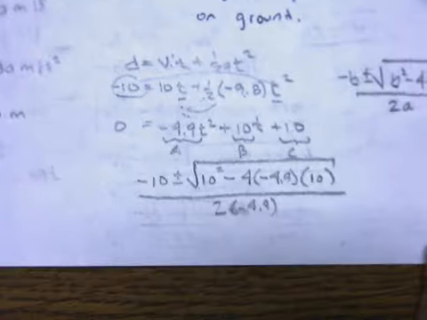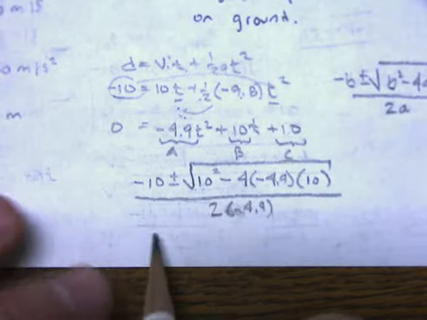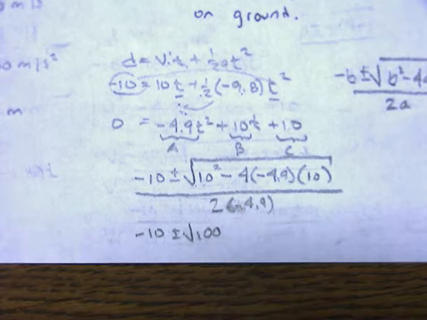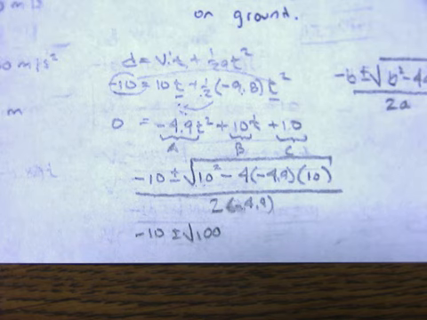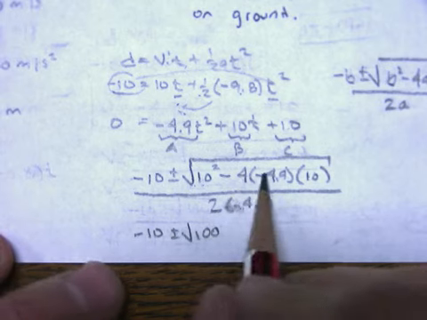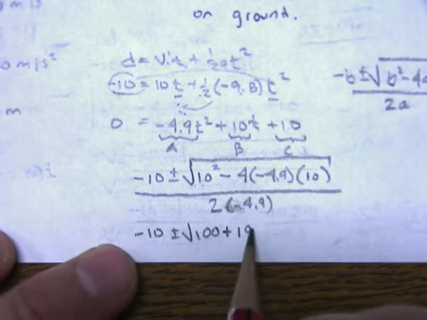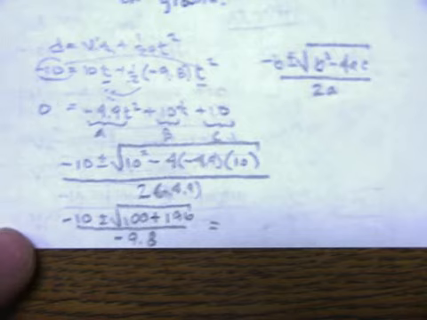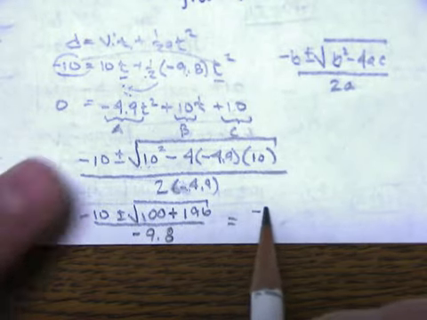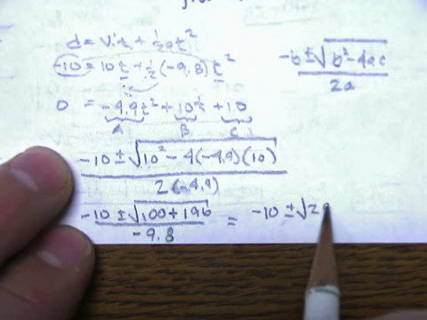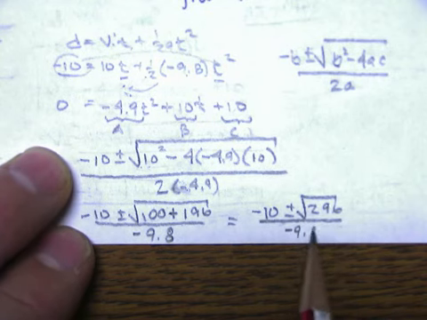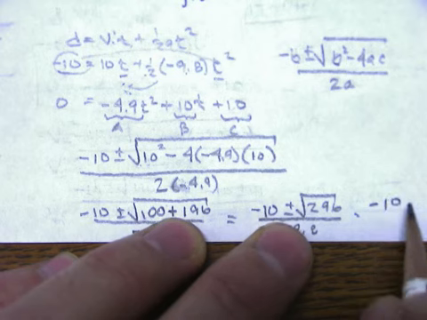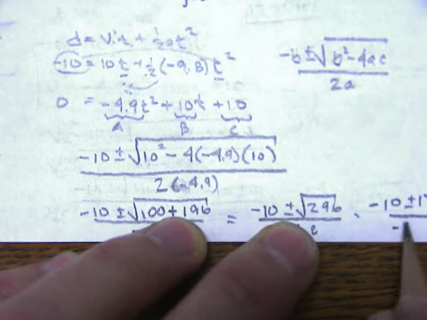So what I'm going to do is simplify this just a little bit. 10 squared is 100, so it's negative 10 plus or minus the square root of 100. Negative, so 4 times 4.9 times 10 is 196. A negative times a negative is a positive, so that's plus 196, all over negative 9.8. So 100 plus 196, that's negative 10 plus or minus the square root of 296 all over negative 9.8. And the square root of 296 is 17.2. So it's negative 10 plus or minus 17.2 over negative 9.8.